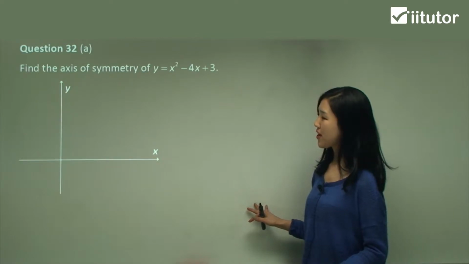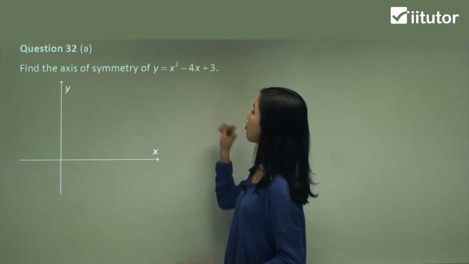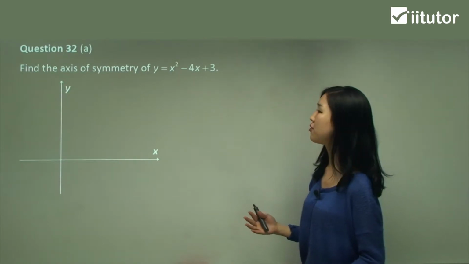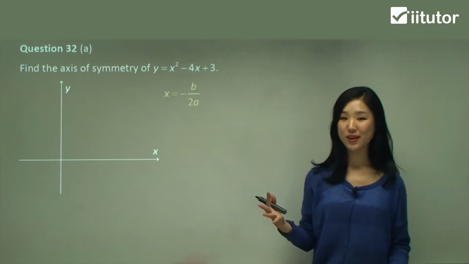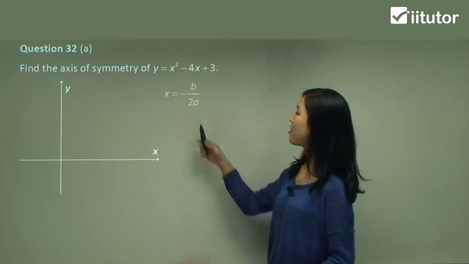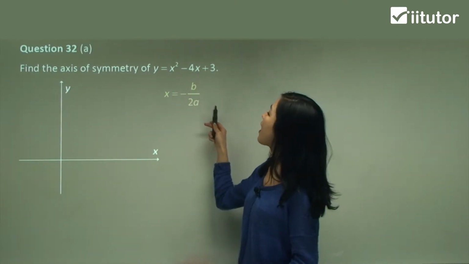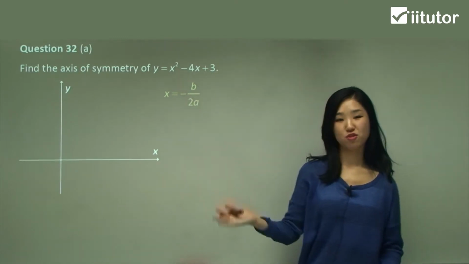So we'll try question 32. Find the axis of symmetry for this particular equation. Okay, again, just use your x equals negative b on 2a formula. And you should know that b is the coefficient of x, which is negative 4, and a is the coefficient of x squared, which is just 1.